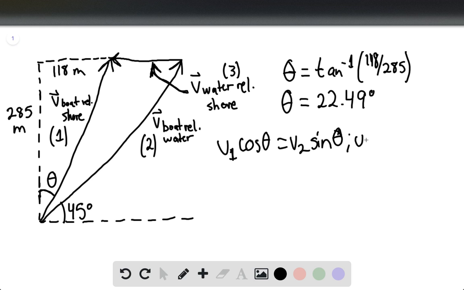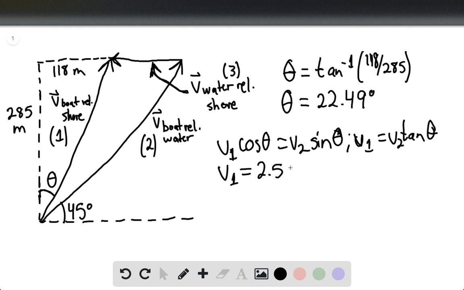So we can say that v sub 1 is going to be equal to v sub 2 sine of theta. Or rather, v sub 1 is simply going to be equal to v sub 2 times tan of theta. So v sub 1 will equal, v sub 2 is 2.5. So the boat relative to the water is 2.5 meters per second.